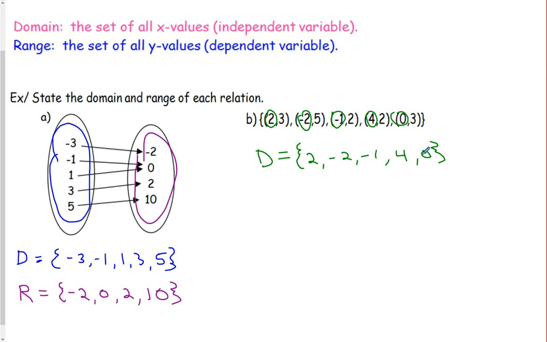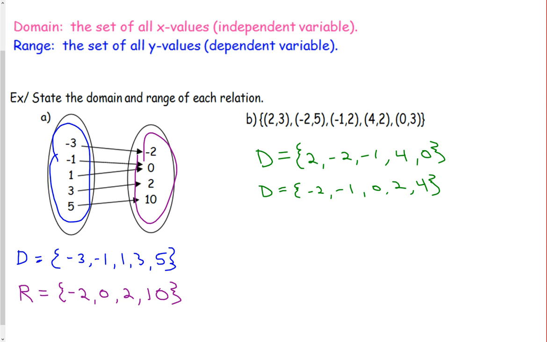Now, these aren't currently written in order. Could you write them in order? Yes. And it's totally fine to write them in a different order than you found them. And so writing them in order is totally a good thing to do, but it doesn't make it any more correct necessarily. Let's write them in order just because that's kind of a nicer way to do it. -2, -1, 0, 2, and 4. Okay, both of those are correct. The bottom one is a little easier to work with.